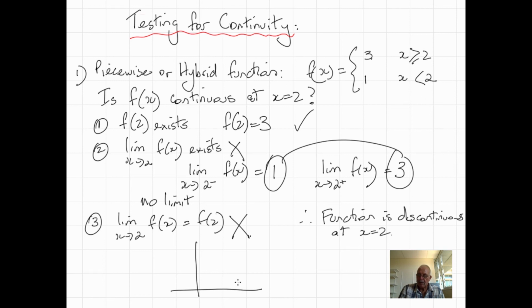For all values of x less than 2, so if we've got 2 here, the function is equal to 1. And then for 2 and more, it'll be equal to 3. So it goes on.